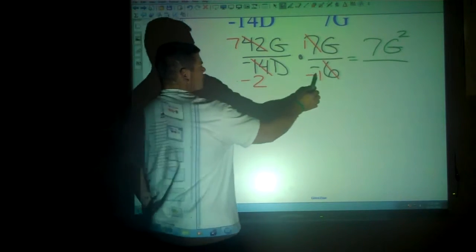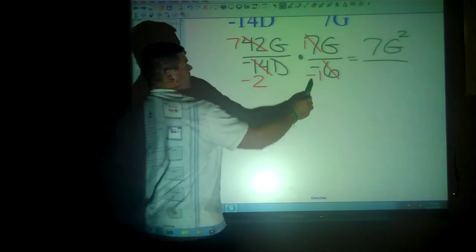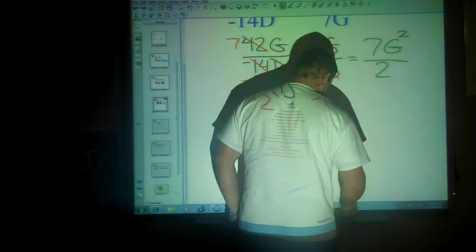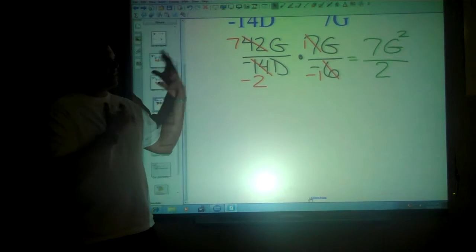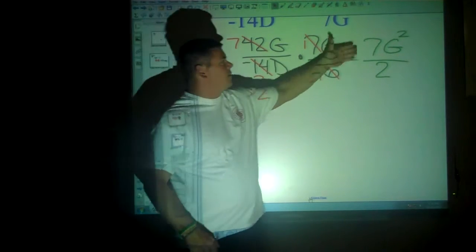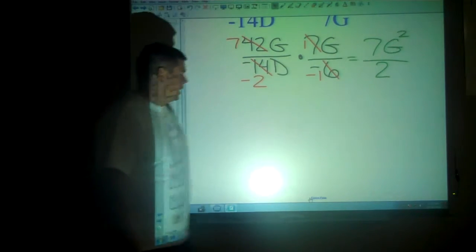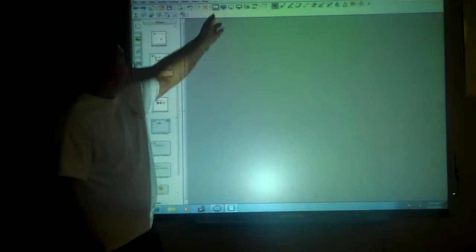Then you've got negative 2 times negative 1. A negative times a negative makes a positive. And there is nothing that goes into both 2 and 7, so that's as simple as it gets. You do not have to worry about this being an improper fraction. It is okay to have improper fractions.